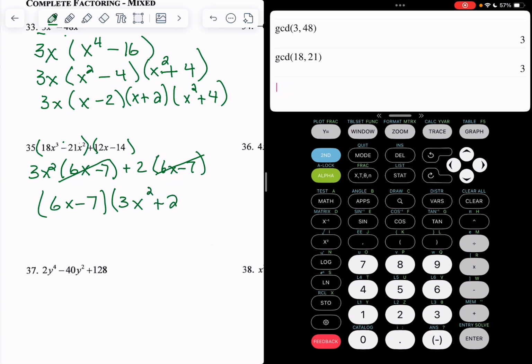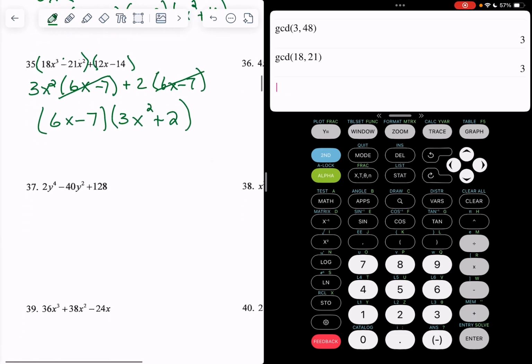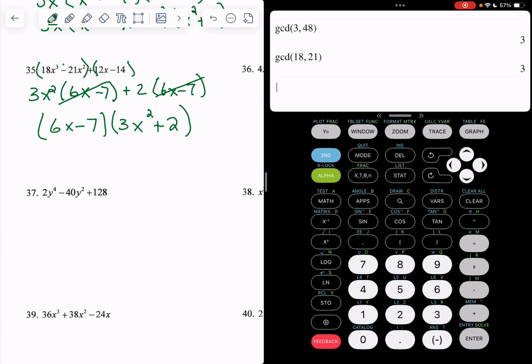All right, now this one was thrown in there just to show you that that's it. You have to know when to stop. All right, number 37. 37, all even numbers. That's a dead giveaway that you should probably use 2, especially when 2 is one of them. And then we have y to the 4th minus 40 divided by 2 is 20, y squared. And 128 divided by 2 is 64.